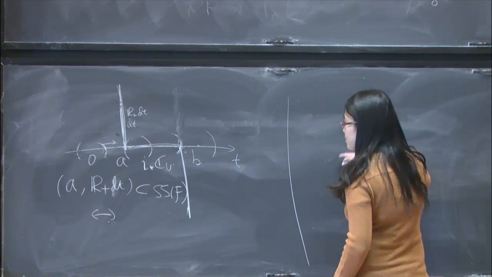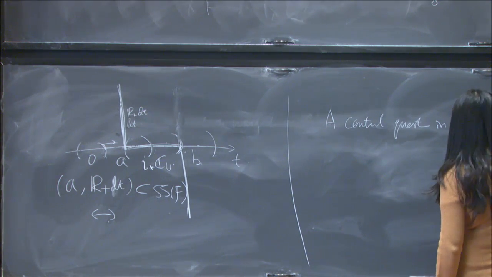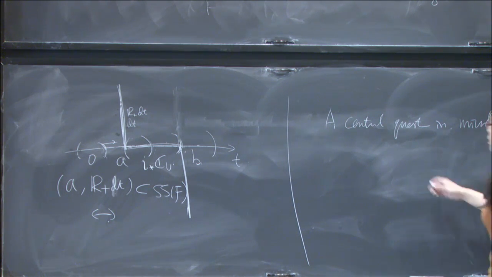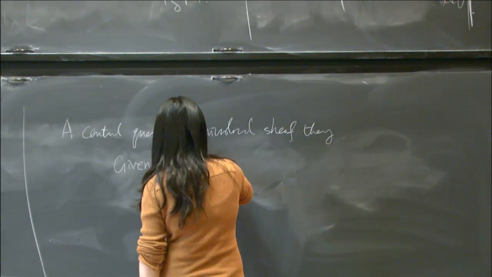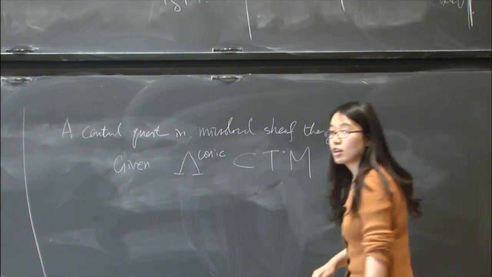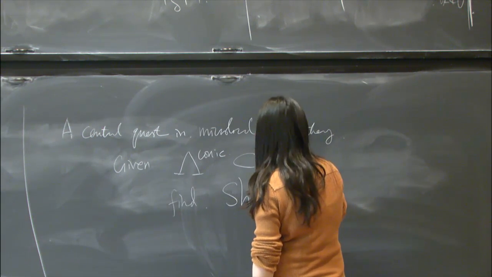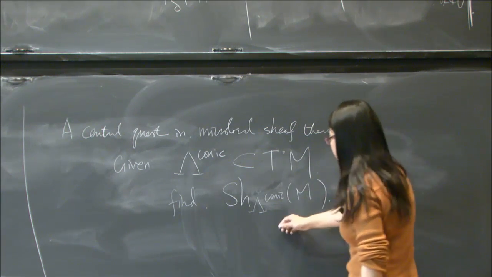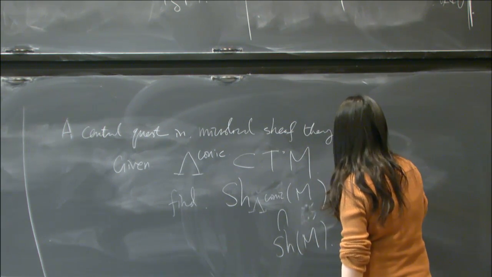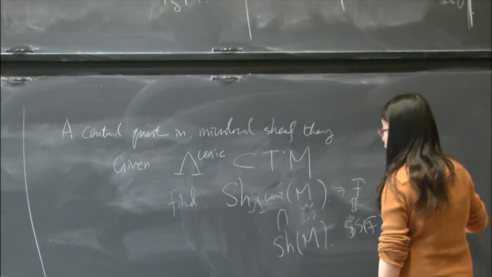Okay, very good. So then a central question in microlocal sheaf theory is this: given a closed conic Lagrangian in T star M, find the sheaf category with singular support condition in the conic Lagrangian. That is, the full subcategory of constructible sheaves such that the singular support of F is contained in this conic Lagrangian, if and only if the singular support of F is contained in it.